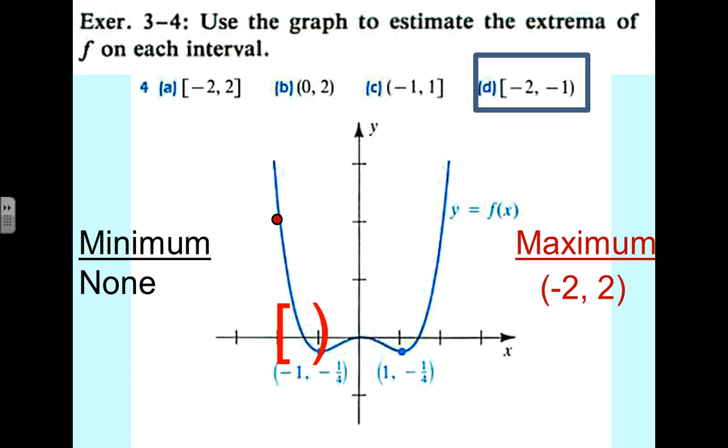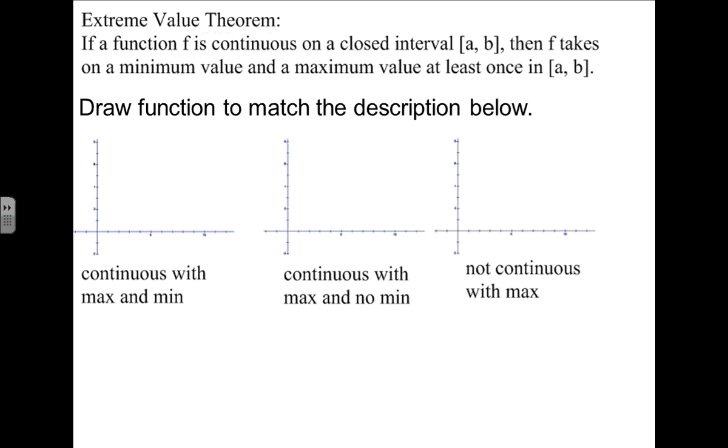Now, can you write a continuous function with a maximum and a minimum? The extreme value theorem. Love it. Oh, that's an extreme value theorem. If a function f is continuous on a closed interval, then f takes on a minimum value and a maximum value at least once in a and b.